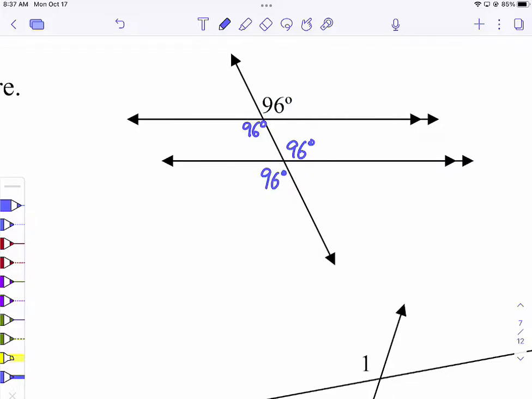If those are parallel, those 4 are all equal, and the other four are all equal to each other. So this angle, this angle, this angle, and this angle are all equal to each other. They're just not 96. Everybody figure out what those are? Yell it out. 84. Now, you have to figure out one of these 84s to find the other ones, but they're all 84. We'll talk about why they're 84 in just a second. Go ahead and label them all 84s.